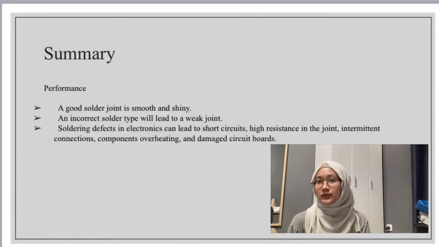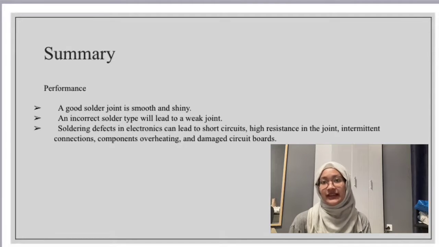Secondly, to have a good performance of soldering, avoid using an incorrect solder type, for example, electronic solder for a mechanical joint or vice versa. That will lead to a weak joint. Third, the last thing we should avoid is defects. Soldering defects in electronics can lead to a short circuit, high resistance in the joint, intermittent connections, component overheating, and damaged circuit boards. Flux left around integrated circuit leads will lead to interlead leakage.